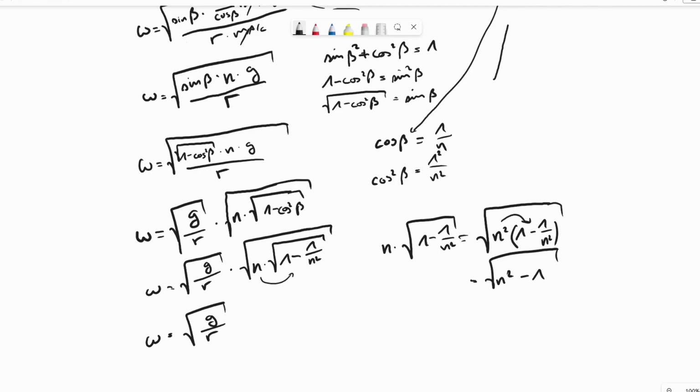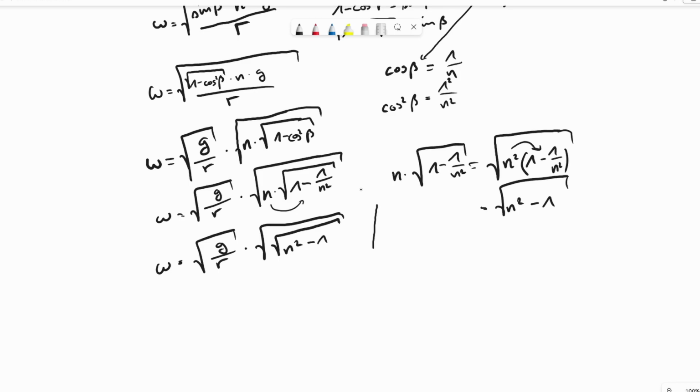Alright, so this is n squared minus 1, so currently we are standing at g by r times square root of n squared minus 1. Okay, now as I've pointed out earlier in the video, we want to get rid of this r, because that's still something that we cannot really grasp. But what we know is that omega is v over r, or in other words, omega times r equals v.